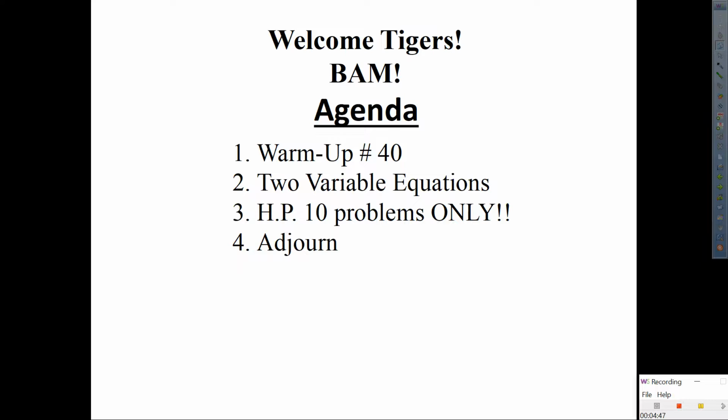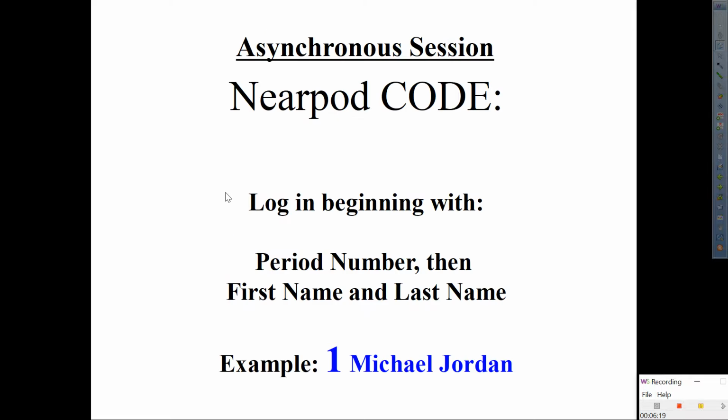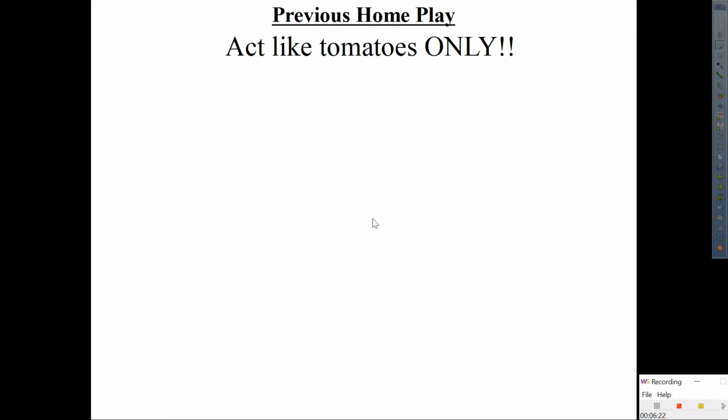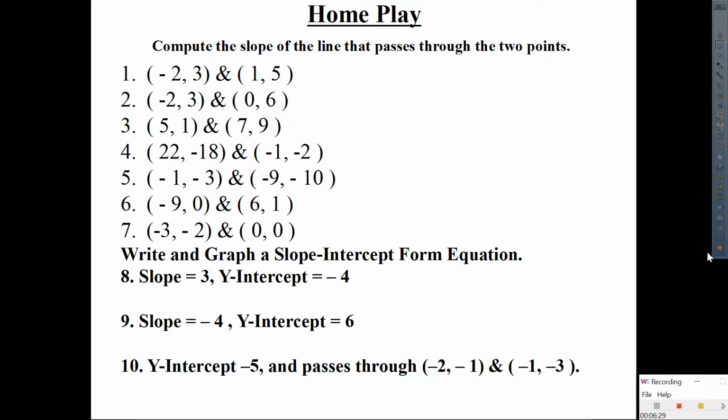Anyways, no Nearpod code. Your homework from last time was to practice. Everybody did pretty good on that, yeah? All right. Tonight is only 10 problems. It's in Canvas. I gave you a new module. Just go in there. It's in there. But yeah, it's a lot of your favorite words, slope and graphing.